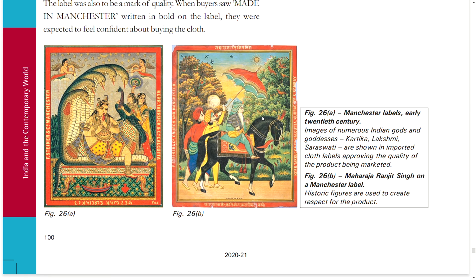Figure 26A, Manchester labels, early 20th century. Images of numerous Indian gods and goddesses, Kartika, Lakshmi, Saraswati, are shown in imported cloth labels, proving the quality of the product being marketed. Figure 26B, Maharaja Ranjit Singh on a Manchester label. Historic figures are used to create respect for the product.